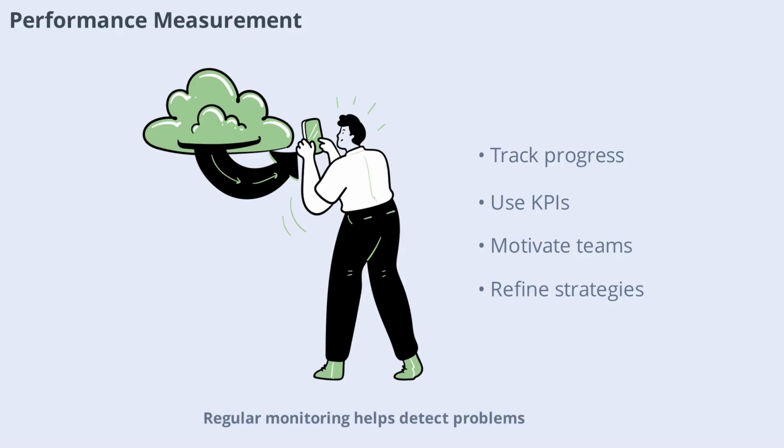Regular monitoring helps detect problems early and supports data-driven decision-making. Performance measurement also motivates teams by providing clear goals and feedback. By analyzing results, organizations can refine strategies and achieve better outcomes.